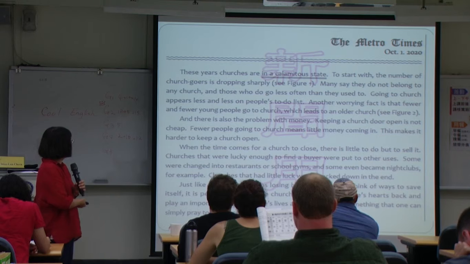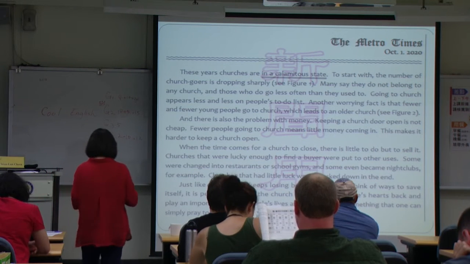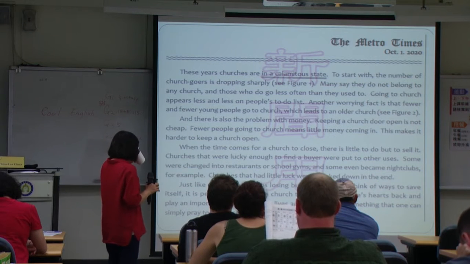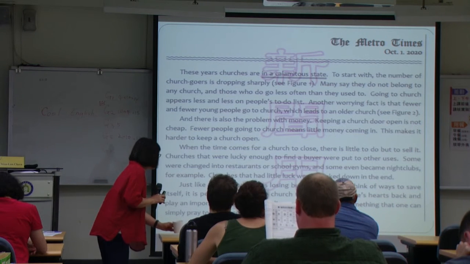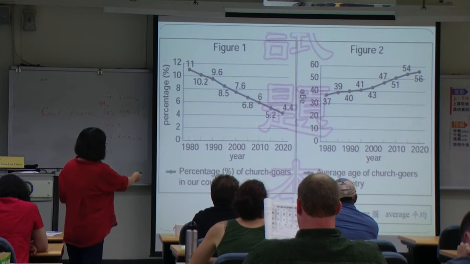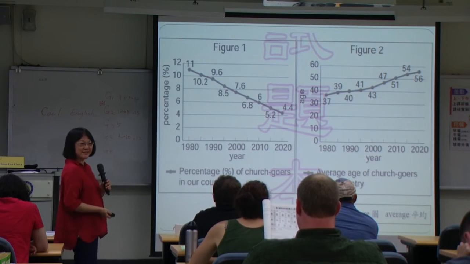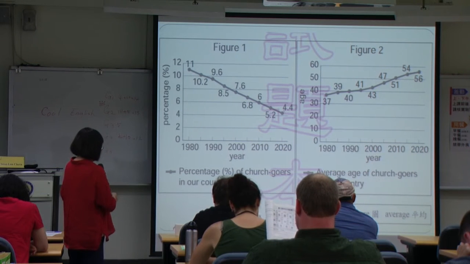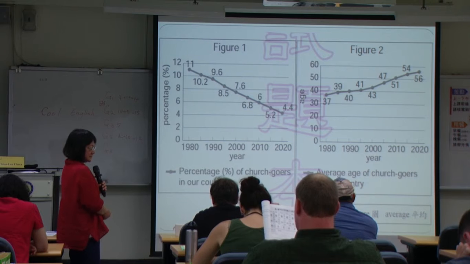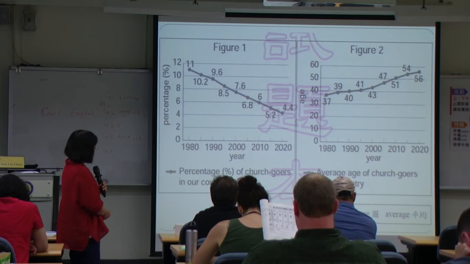These churches are in a calamitous state. To start with, the number of churchgoers is dropping sharply. See figure 1. Many say they do not belong to any church, and those who do go less often than they used to. Going to church appears less and less on people's to-do list. Another worrying fact is that fewer and fewer young people go to church, which leads to an older church.